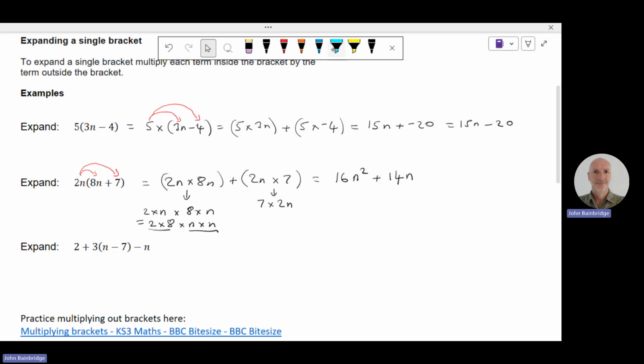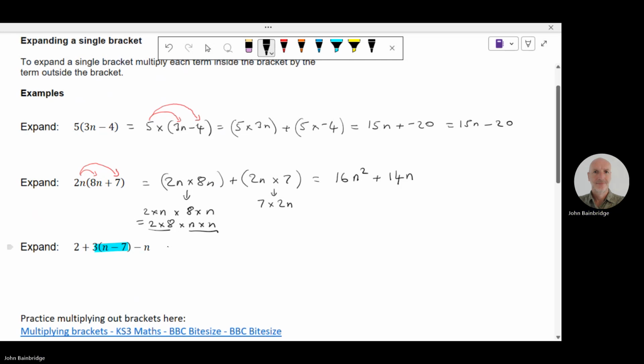Let's do one more like this. So we've got 2 plus 3 times n minus 7, minus n. So visually, you don't do the 2 plus 3 first. You're sort of doing BODMAS really. If you've heard of BODMAS, it's doing the multiplication first. So deal with the brackets first, or the multiplication of the brackets, should I say.